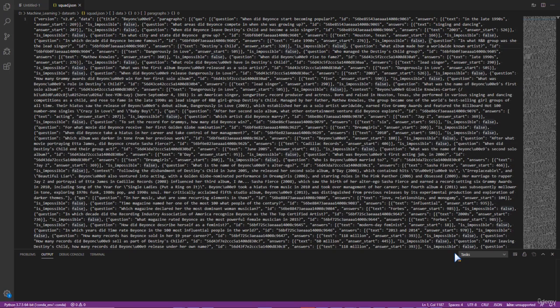When we download this data set, what we obtain is this JSON file. As we can see here, we have this dictionary where we have the version given to us. We have this data. Now note that this data is made up of a list, and this list is made of several dictionaries. Each dictionary has to do with a topic, or what they call here a title. So for the first topic, we have Beyonce.